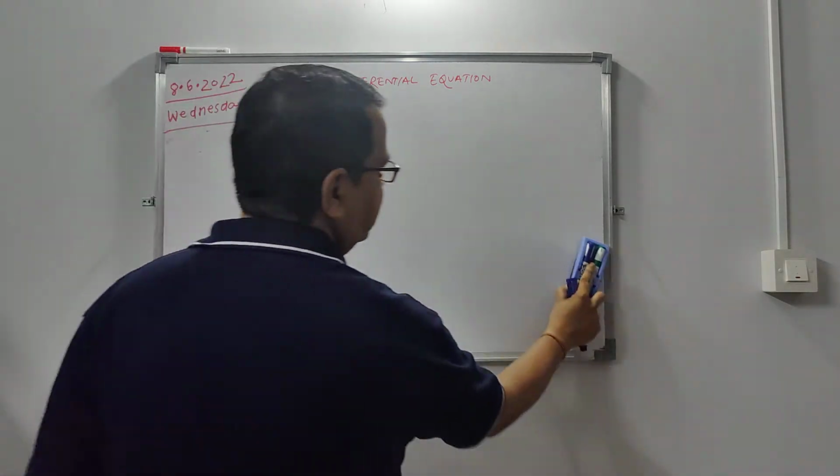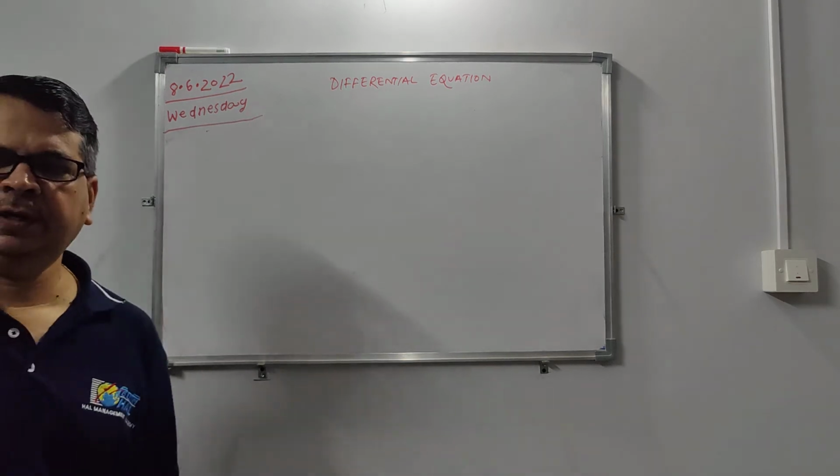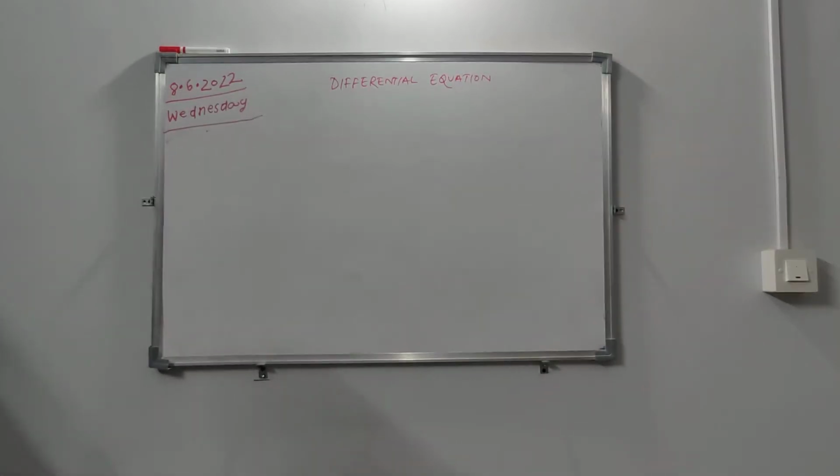An equation containing the derivative of the dependent variable with respect to the independent variable is called a differential equation. If it contains derivatives with respect to not a single independent variable but more than one independent variable, then it is a partial differential equation. Then consider the following differential equations.